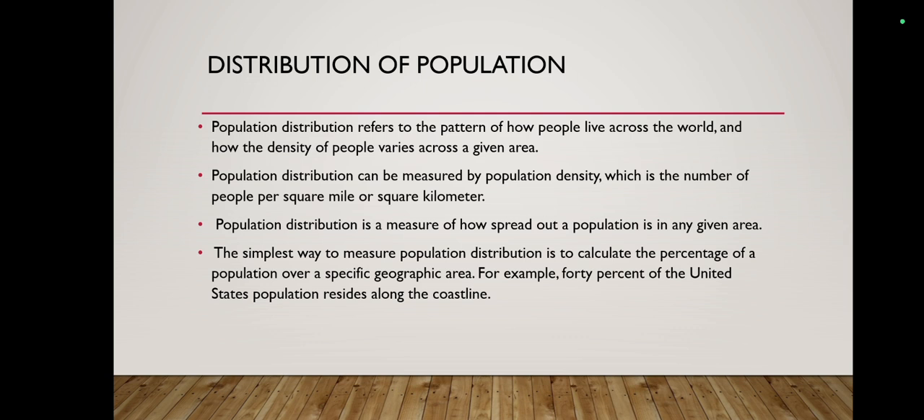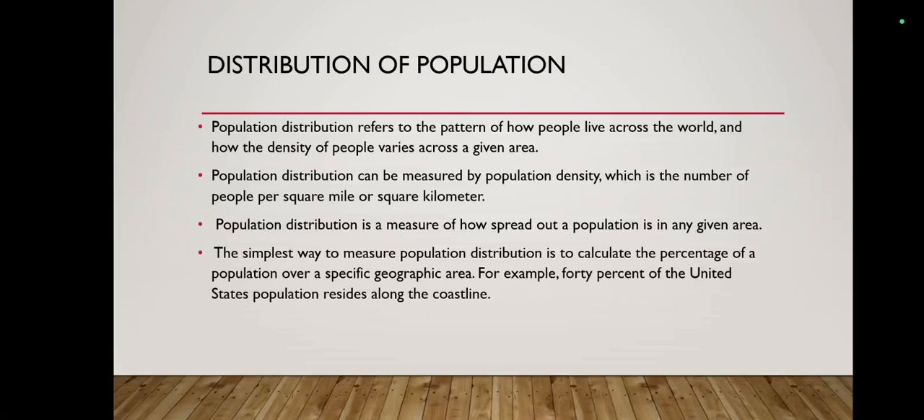Distribution of population. Now, how is the population distributed in a particular area? Population distribution refers to the pattern of how people live across the world and how the density of the people varies across a given region or area. Population distribution can be measured by population density, which is the number of people per square mile or square kilometer.